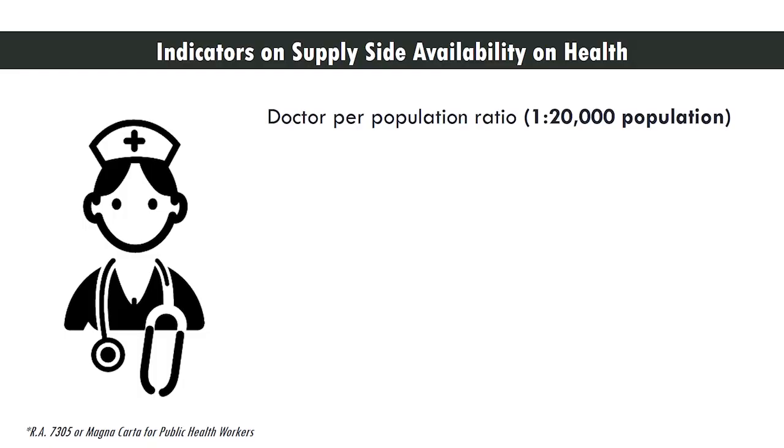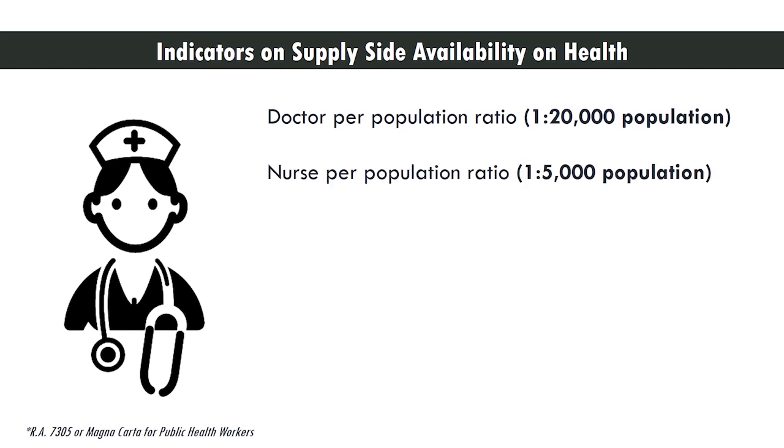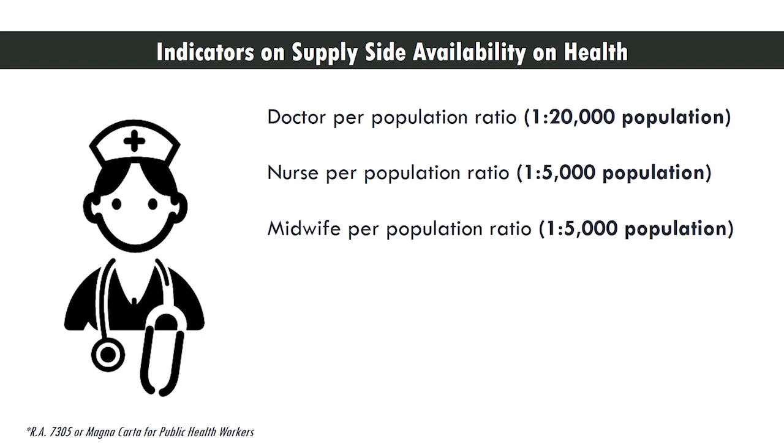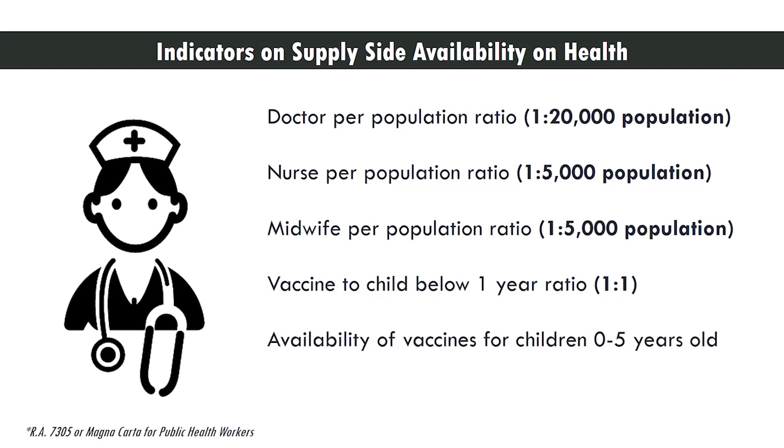Indicators include the following: doctor to population ratio, which is 1 is to 20,000; nurse to population ratio, which is 1 is to 5,000; midwife to population ratio, which is also 1 is to 5,000; vaccine to child below 1 year old is 1 is to 1; availability of vaccines for 0 to 5 years old; and availability of services for pregnant women. As mentioned earlier, the program includes both the mother and the children. That is why the pregnant women are included in the health indicator.